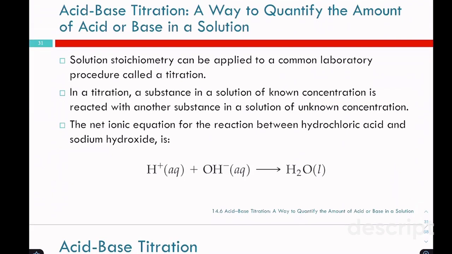So definitions, you need to know the difference between Arrhenius acid and Arrhenius base. So it's the first definition that we talked about. And then Bronsted-Lowry acid, Bronsted-Lowry base. Got to know the difference between those and what those are.